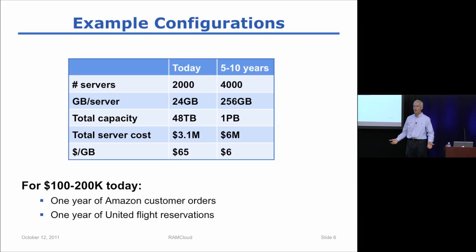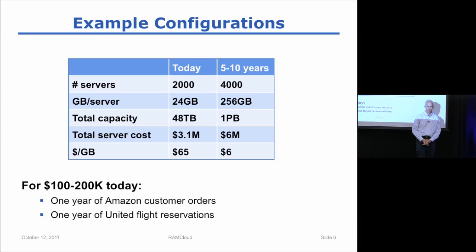Now, if you've been tracking disk prices, you're gasping and saying, how could you possibly pay $65 a gigabyte for storage when disk is 50 to 100 times cheaper than that? And the answer is that RAM doesn't have to be cheaper than disk for everybody to start using it. It only has to be cheap enough.